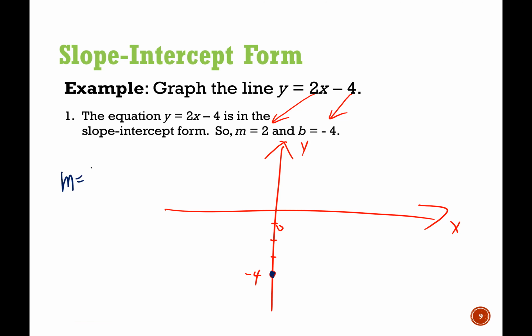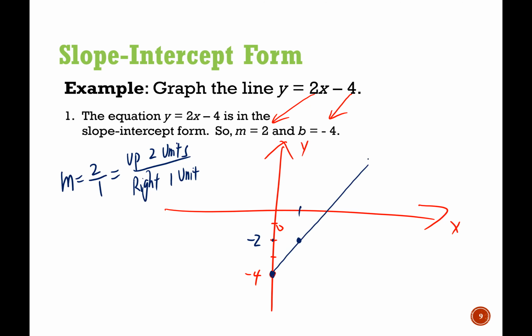Slope is 2 over 1, meaning go up 2 units, and then go to the right 1 unit. So go up 2 units, and you stop at -2, right? And then go to the right 1 unit. Now we get another point. Now connect them, extend it, right? Then we get a line. So this is y = 2x - 4.